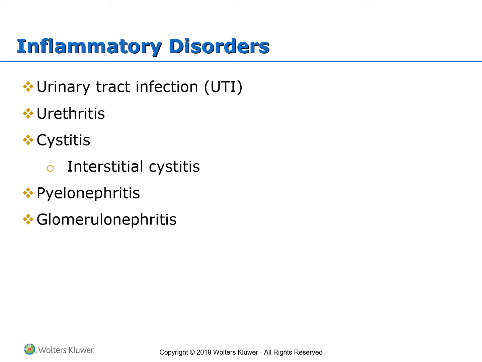Inflammatory conditions. Any part of the urinary system can be prone to infections. We call UTIs, or urinary tract infections, those infections in the urinary system that can be lower or higher depending on the organ that is affected.